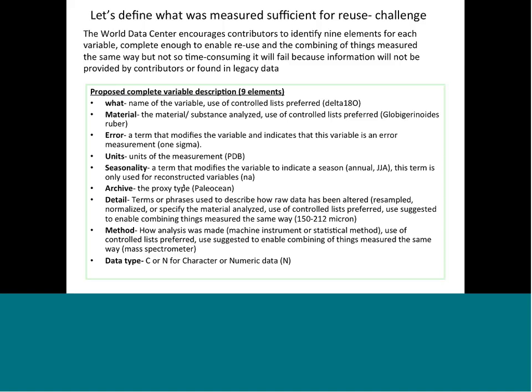We have a category for detail, which includes terms or phrases used to modify or describe how the raw data has been altered, resampled, or normalized, or to specify whether the material was a size fraction, which is 150 to 212 micron. We need information on the method, how the analysis was made, and to make it machine readable, we need to know the data type, whether it's character or numeric. And this is kind of evolving. I think this is really the difficult place right now for all the different archives, to agree on what level of detail is needed to identify what was measured.